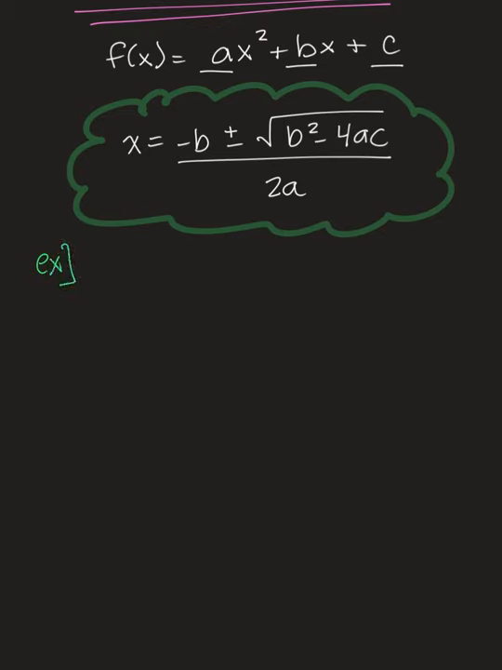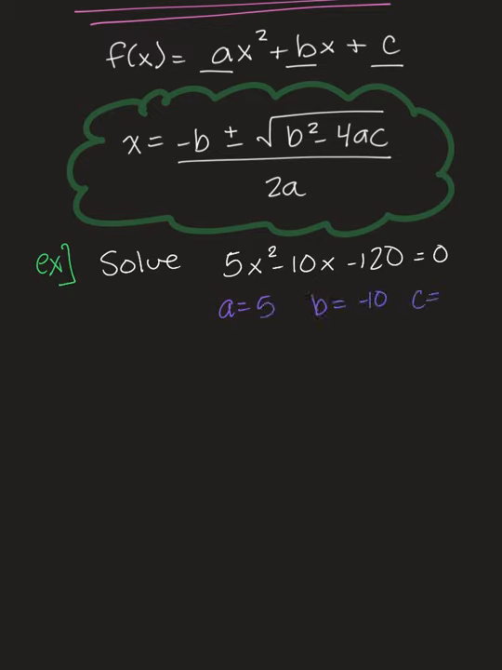So what I want you guys to do is to solve using the quadratic formula from above. Our quadratic equation is 5x squared minus 10x minus 120, and it's equal to 0. We want to solve for x. So very first step is to make sure that our quadratic is set equal to 0, and it is. So we're good to start moving on to our next step, which is to identify our a, our b, and our c value. So a is 5, b is negative 10, and c is negative 120.